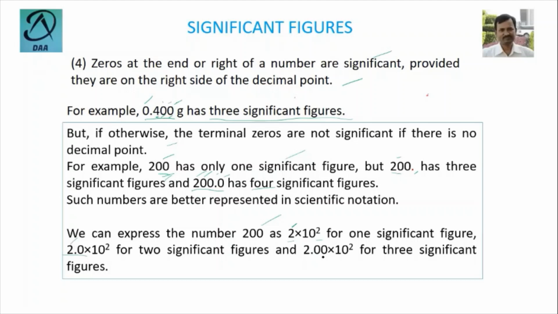And similarly, if you count for 2.00 multiplied by 10 to the power 2, then 2.00 has 3 significant figures. That means this 10 to the power n, that means 10 to the power 2 or 10 to the power 3, doesn't have any impact on the counting of significant figures.